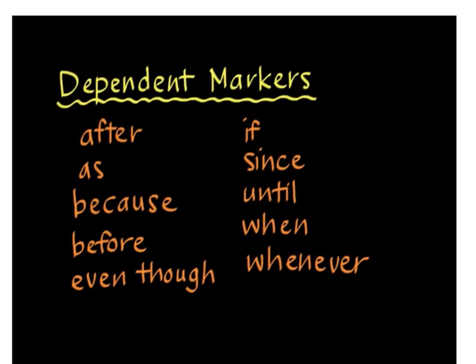So they'll start with things like after, as, because, before, even though, if, since, until, when, whenever. So when you have a clause that starts with a dependent marker or subordinating conjunction, that's going to tell you that that is dependent and it cannot stand on its own. That'll give you a clue that you've got a dependent clause.